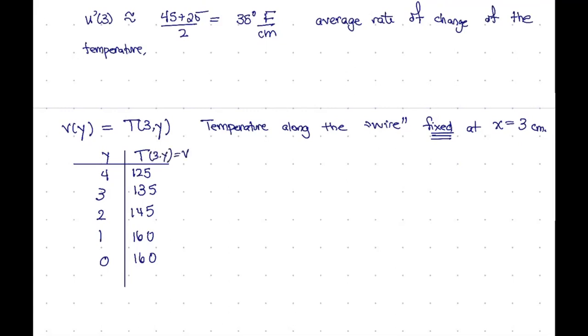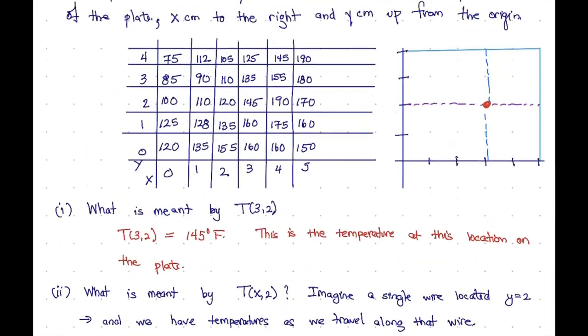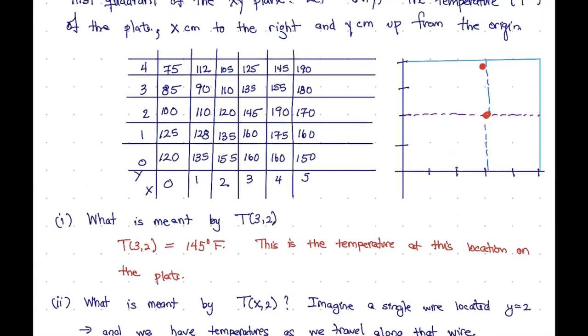And we're going to call this function v of y because it's dependent on the y variable. It's dependent upon where we are along the y-axis. And so if we're fixing x to be 3, the values that I've read to you are the values that run along in the y direction at x is equal to 3. So we're moving along this wire right here on this coordinate plane.